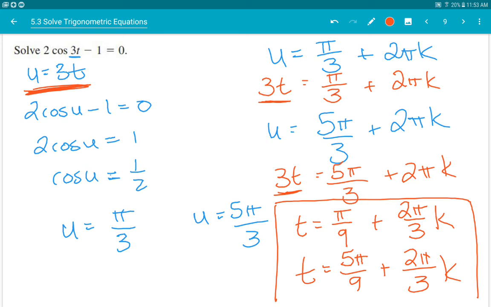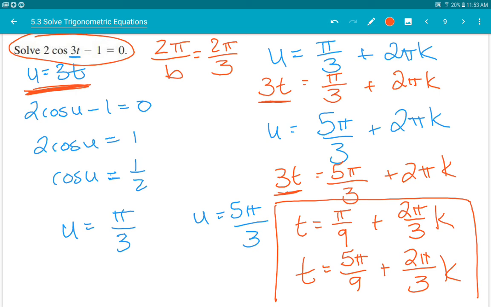Now you're pretty much doing the same work. Why did the period change? Well, notice that that's a b value for the cosine function, and to find the period, we usually do 2 pi over b. So that would be 2 pi over 3. That's just the new period of this function here. So that's why we're adding 2 pi over 3, because that's the period of the function.